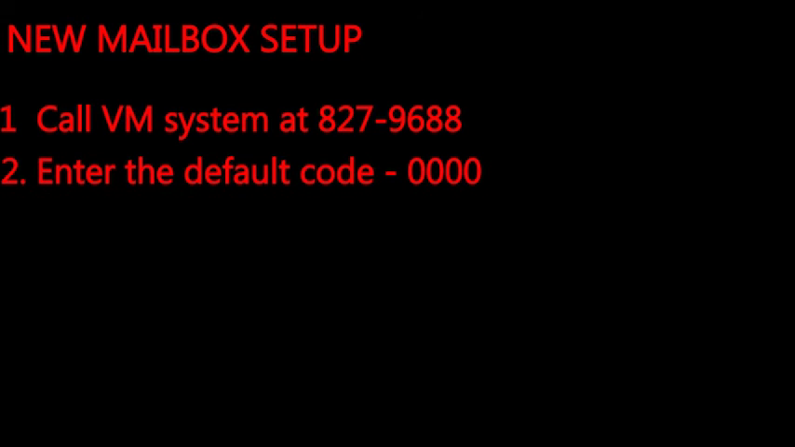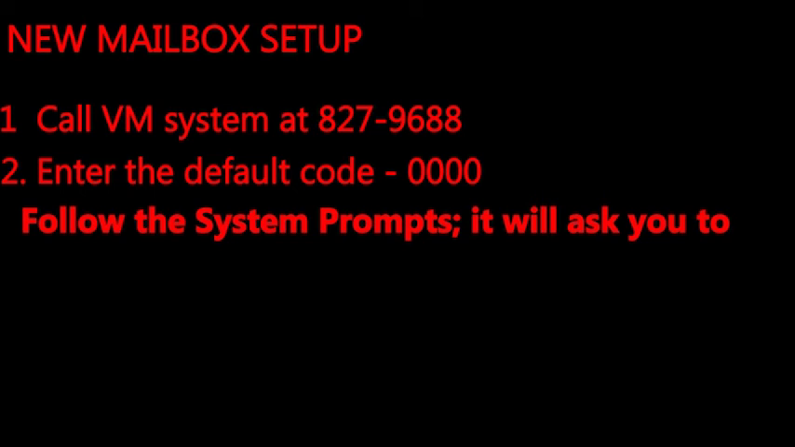To start, you'll need to know the voicemail access number, 827-9688. To set up a new mailbox, first call the voicemail system at 827-9688. Then enter the default security code, which is 0000. From there, follow the system prompts.